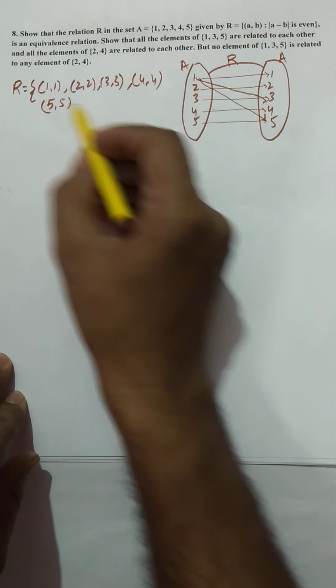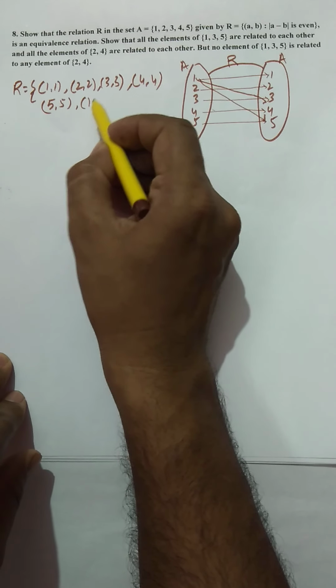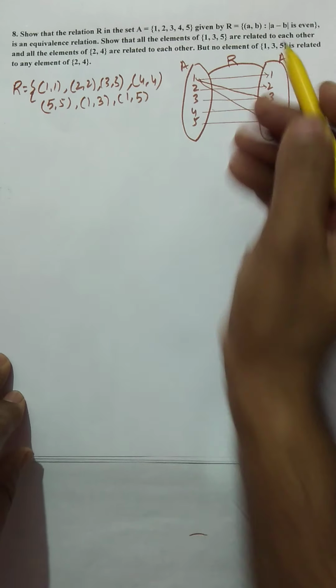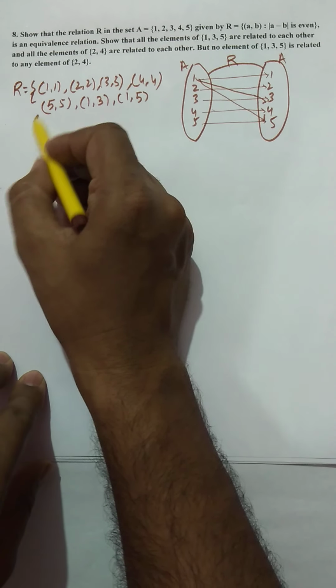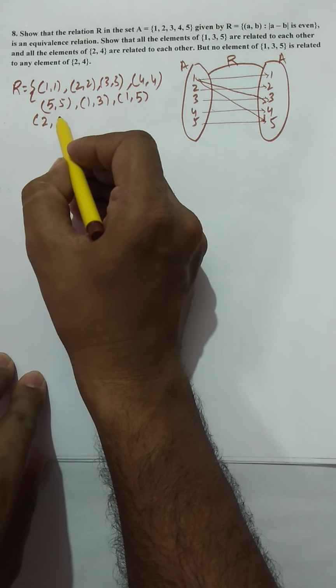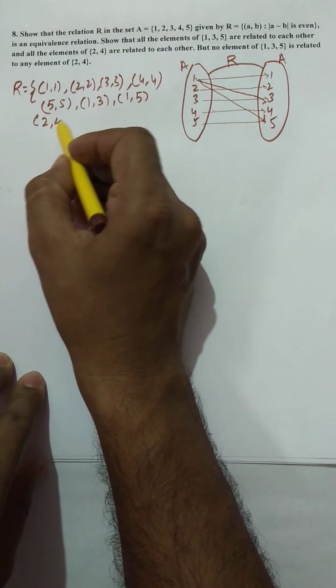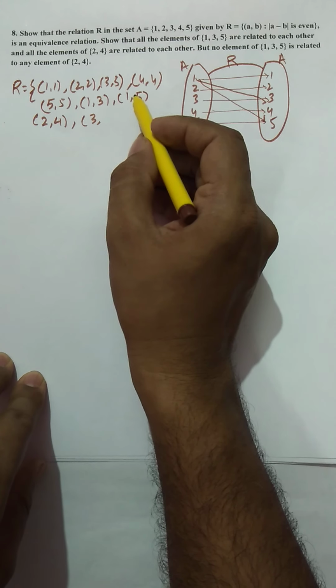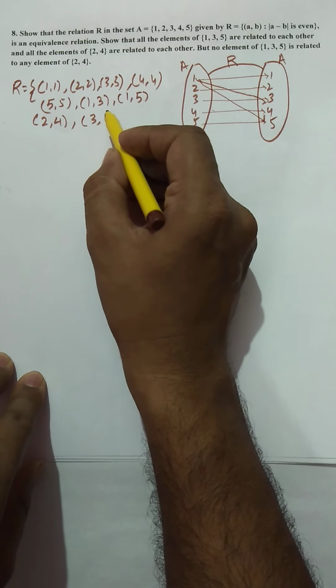So now next one is we start from 1. So 1 can be paired with 3, 1 can be paired with 5. So this is with 1. Now take 2. 2, 3 cannot be done. 2, 2 already we have taken. 2, 4 can be taken. Now 2, 5 cannot be taken. Now 3, 3 already taken. 3, 1 can be taken.